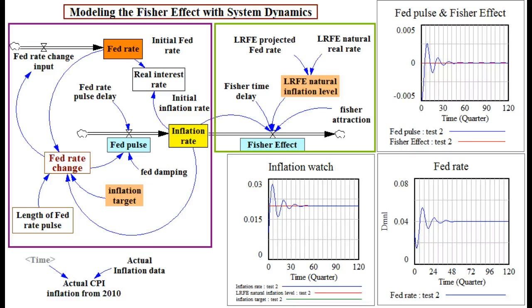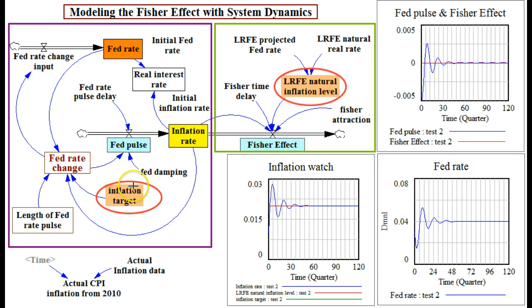This is going to be a follow-up video on the model for the Fisher effect with system dynamics. And in this video I simply want to compare two variables. I want to compare the long-run Fisher effect natural inflation level to the inflation target set by the Federal Reserve. Now these aren't always the same, and when they are different, that creates distortions in monetary policy.